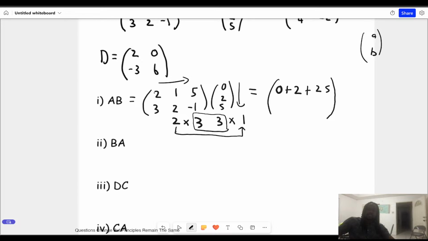Let's go again. Next row now. 3 times 0, 0, plus 2 times 2, 4, plus negative 1 times 5, negative 5. All we got to do now is just to add these together to get my final answer. 0 plus 2 plus 25, that's 27. 0 plus 4 plus negative 5, that's negative 1.